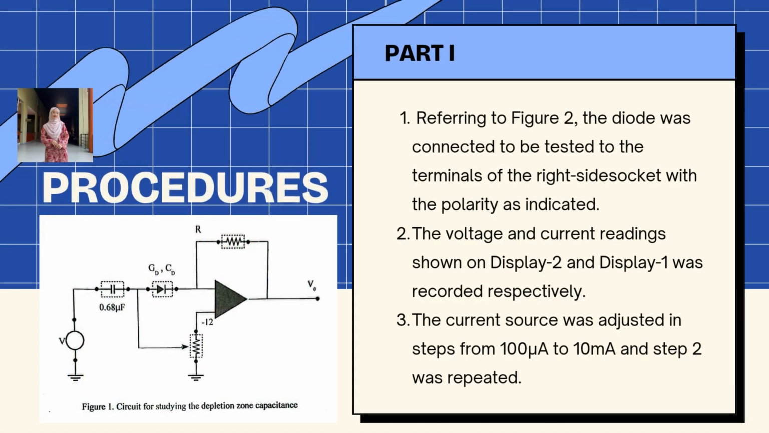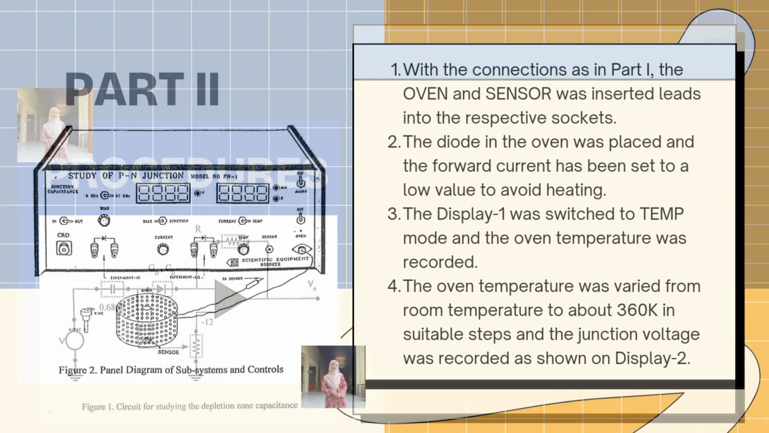So for procedure part 1, we refer to figure 2. The diode to be tested was connected to the terminals of the right side socket with the polarity as indicated. After that, the voltage and current readings were recorded respectively.